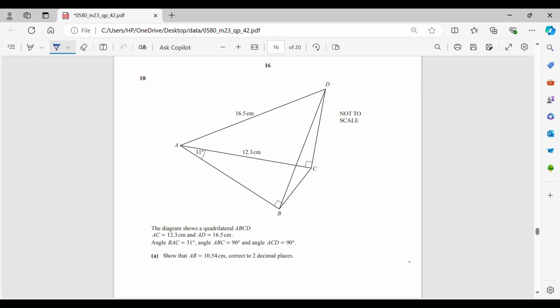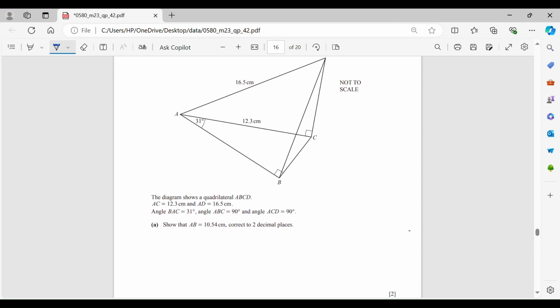Next question, question number 10. The diagram shows a quadrilateral ABCD. AC is 12.3 centimeter, AD is 16.5 centimeter, angle BAC is 31 degree, angle ABC is 90 degree, and angle ACD is 90 degree, right? Show that AB is equal to 10.54 centimeter corrected to 2 decimal place. So we need to find basically AB, right?